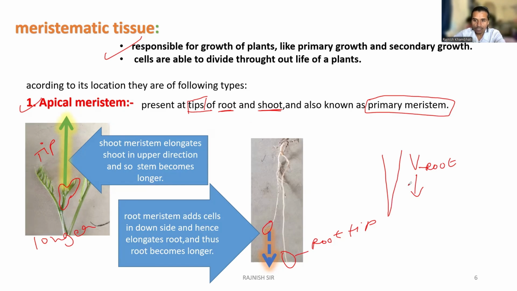You see, this is the previous one. Previously the root is very small, but after the growth of the meristematic tissue, the root becomes longer. Now you understand how plants grow in height. The shoot meristem will grow the stem height. The root meristem will grow the root height. And that is how we can observe the overall growth of a plant. So this is apical meristem. Let's move ahead.